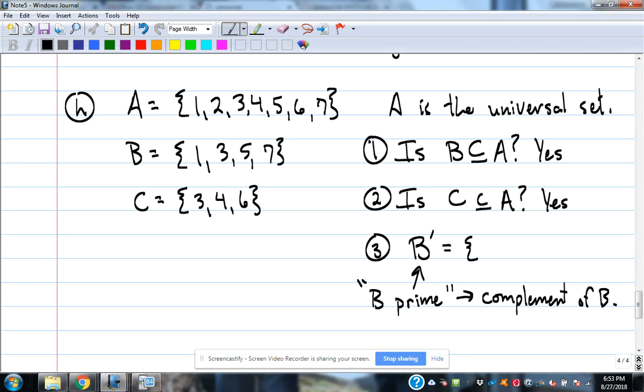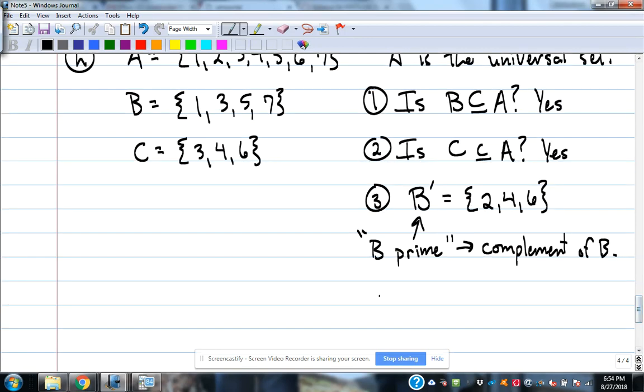So B prime, what are the elements that are in B? 1, 3, 5, and 7, right? Which elements in A are not in B? 2, 4, and 6. That's what a complement is. In the universal set that's not in the set that we're asking about. It's the pieces that are in the universal set that are not in the set they're asking about. That's what a complement is.